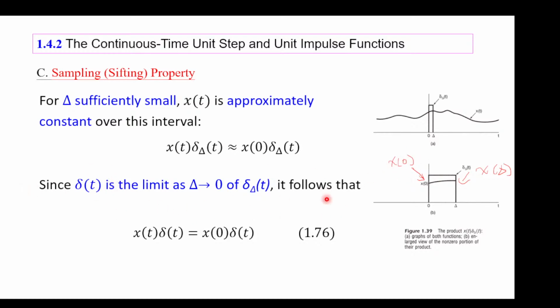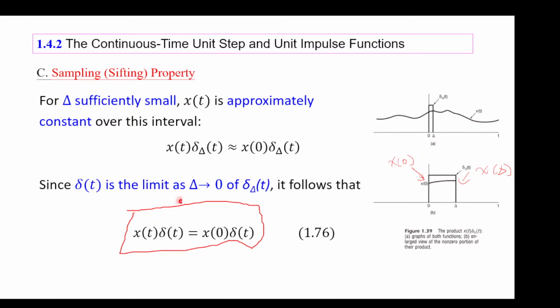And then we have this very hand-wavy derivation saying that as triangle goes to 0, this product actually becomes just x of 0 times delta of t, since delta triangle goes to delta of t. So this is the shifting property we have. I guess I should give it a frame here.